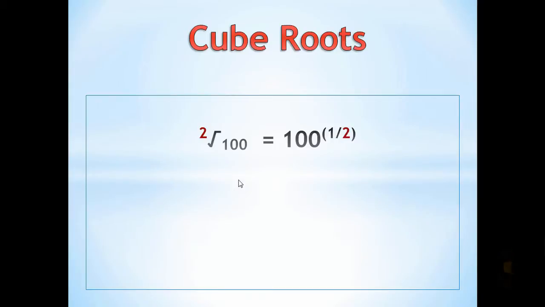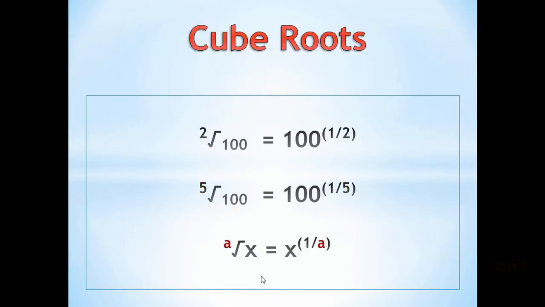So if we look at this example here on the left, we are simply getting the square root of 100. This can also be expressed as 100 to the power of 1 divided by 2, using the number 2 as the divisor. So we have the fifth root of 100. We can also express this as 100 to the power of 1 divided by 5. So for any root function, we can have the a-th root of x being expressed as x to the power of 1 divided by a.